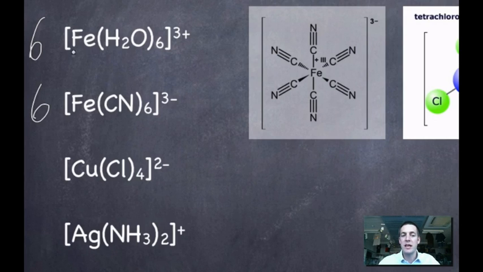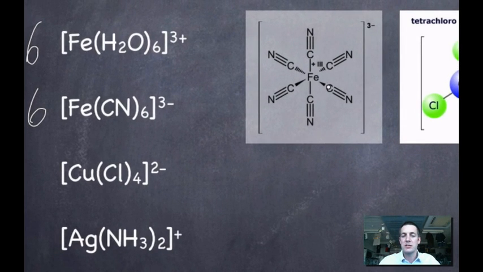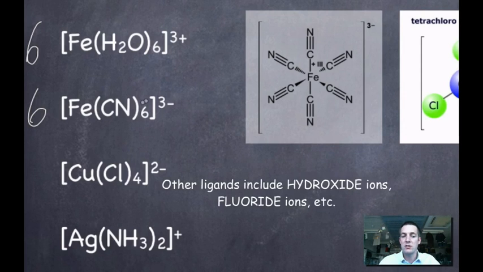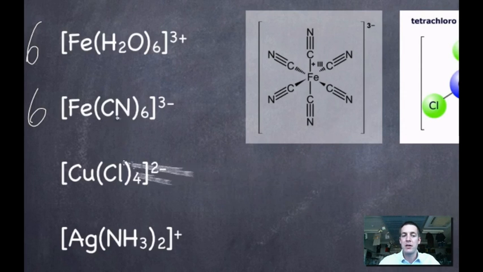We've just seen the hexaaqua iron 3 ion. Here's a hexacyanoferrate 3 ion drawn here. Okay, we've got 6 ligands. The ligands here are cyanide ions, so CN minus. Okay, and because each one of them has a negative charge and there's 6 of them around an Fe3 plus ion, overall the charge is 3 minus.